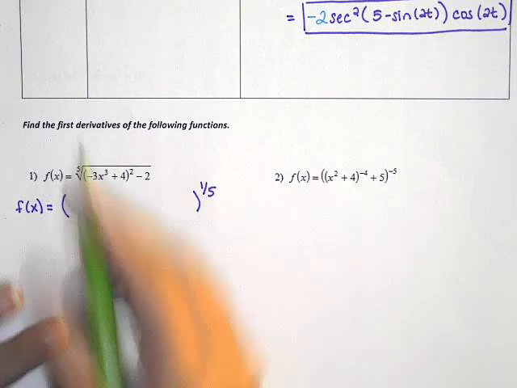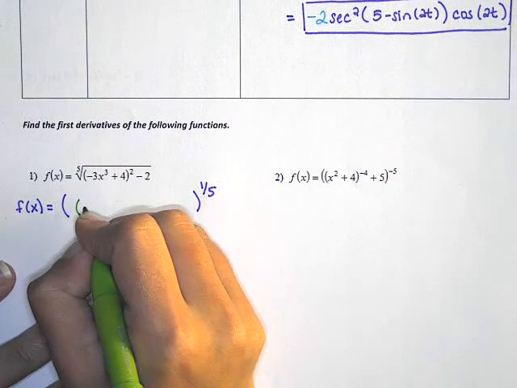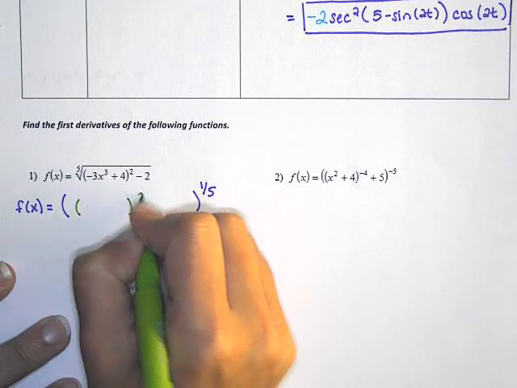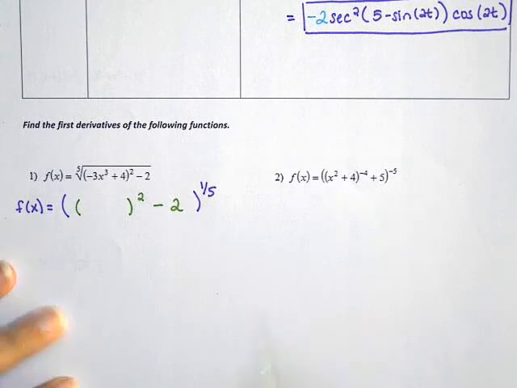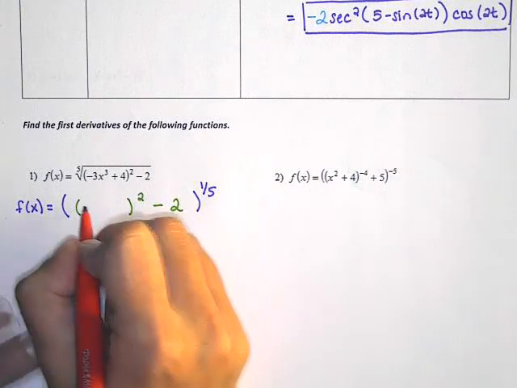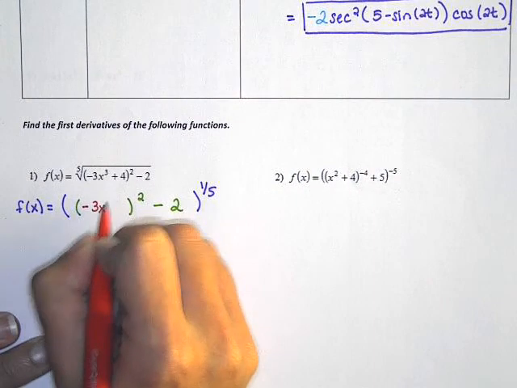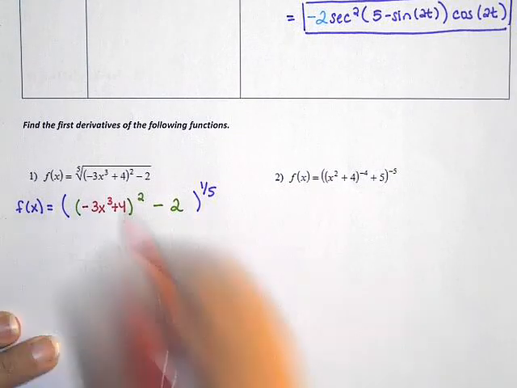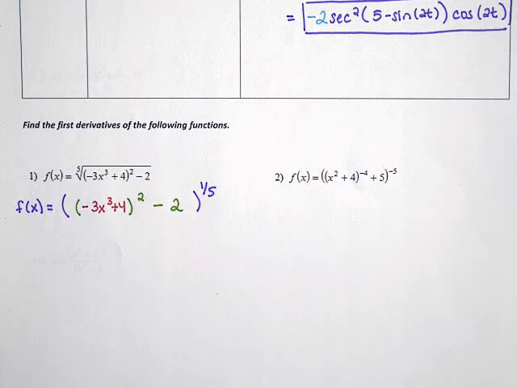Now the next layer would be the something squared minus 2. We have something to the 2nd power and we are subtracting 2. And the innermost layer would be negative 3x cubed plus 4, because that is inside of a squared function.